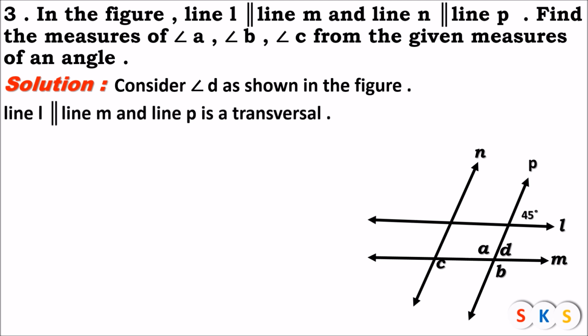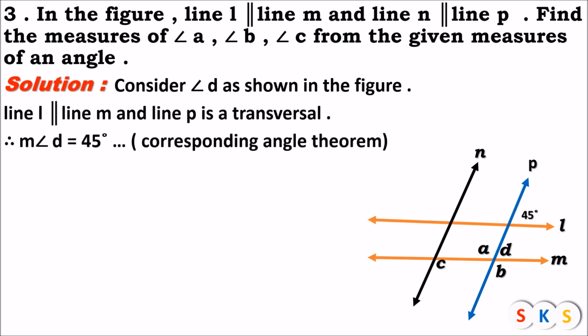Line L is parallel to line M and line P is a transversal. Look at this figure. Here line L is parallel to line M and line P is a transversal. Therefore, measure angle D equals 45 degrees, because they are corresponding angles. Look at this figure. Can you find angle D and 45 degrees? Angle D and 45 degrees are corresponding angles. Therefore, they are equal.